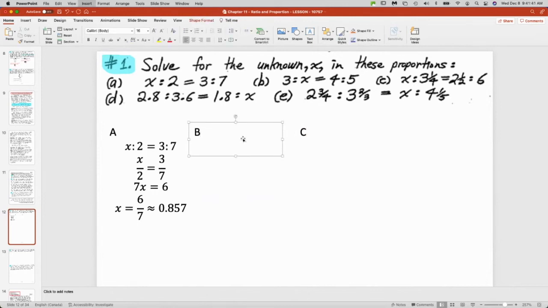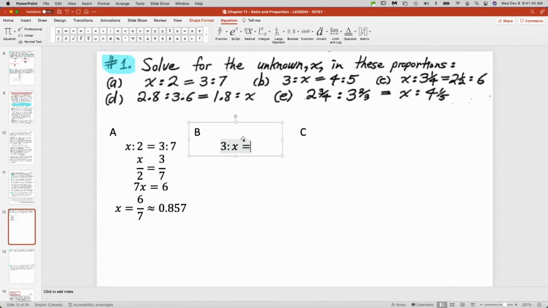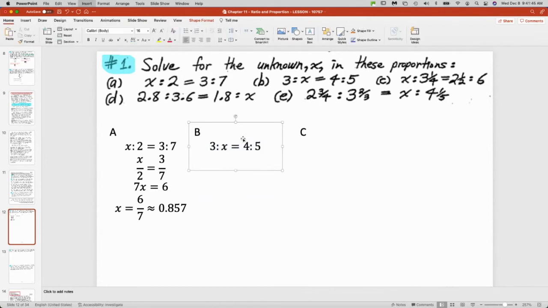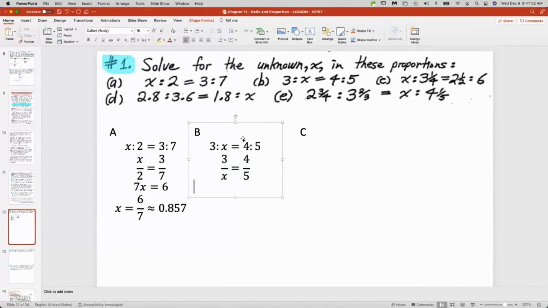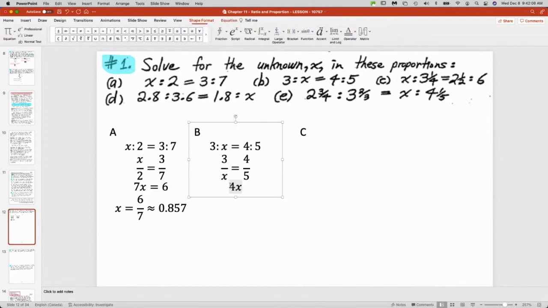Okay, so here's B. 3 is to x as 4 is to 5. Write those as a fraction: 3 over x is equal to 4 over 5. Let's cross multiply, but this time I know that I wrote down the downward ones, x times 7, on the left. I want to write x always on the left. So in this case, the ones that I multiplied, 4x, I'll put on the left.